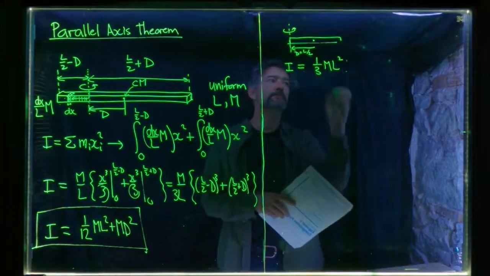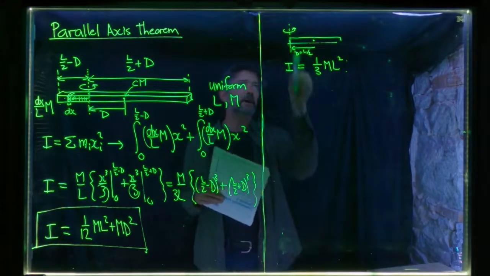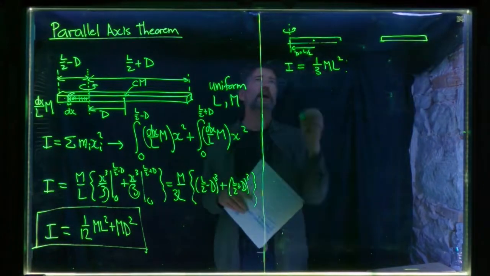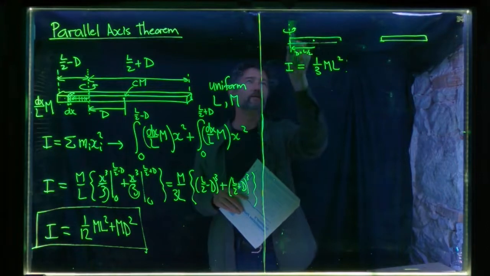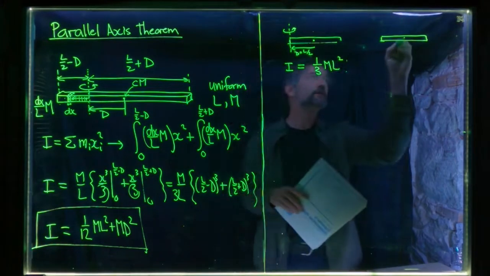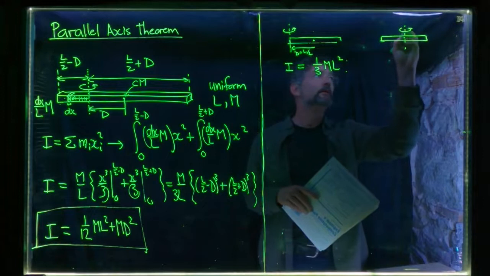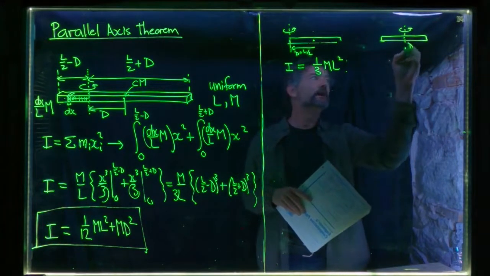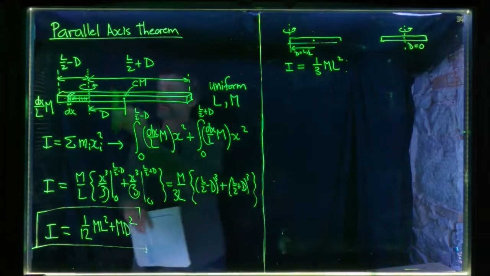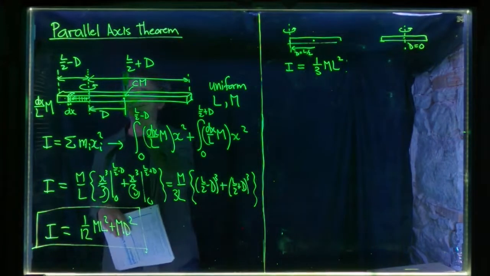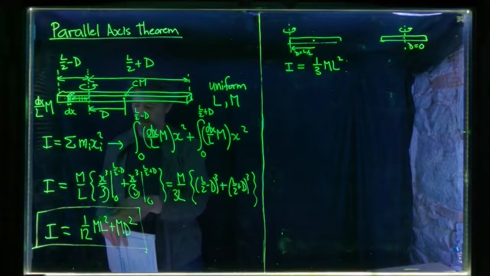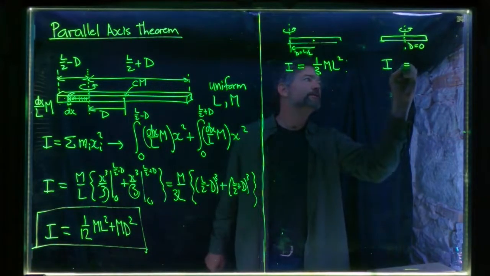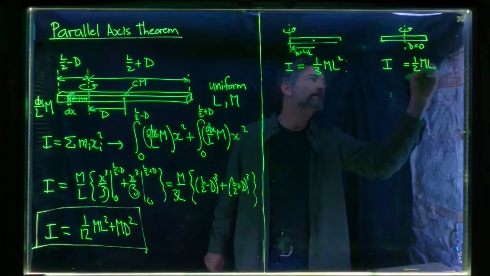m L squared. Okay, and now let's compare that to the case where we have exactly the same rod and we're rotating about a parallel axis, but not here, but passing right through the center of mass. So d now is equal to 0. In our formula, we've moved the axis of rotation right through the center of mass. d is equal to 0. We get 1/12 m L squared. So the moment of inertia is equal to 1/12 m L squared.